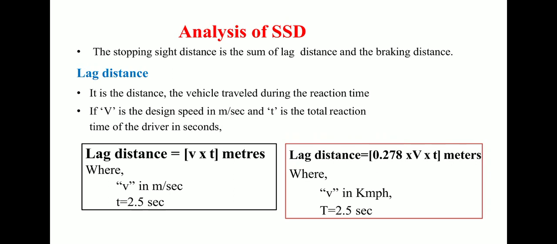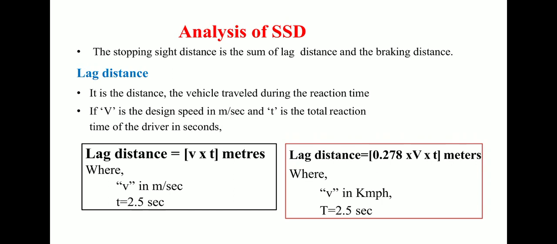Now, analysis of the stopping sight distance. The stopping sight distance is the sum of lag distance and braking distance. Now, what is this lag distance? It is the distance the vehicle travels during the reaction time. Is it like you are thinking and you have stopped the vehicle at a particular spot? Obviously, no. Till you think, the vehicle will go on continuing. So, during this reaction time, whatever distance is traversed by the vehicle is called the lag distance.